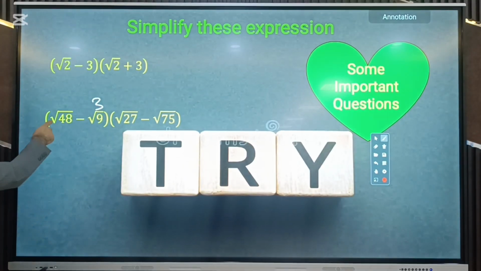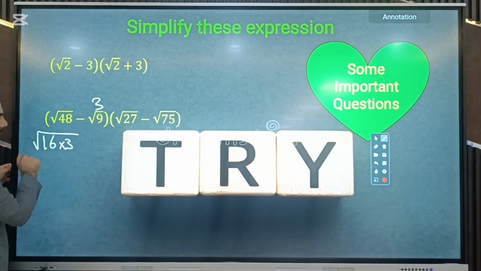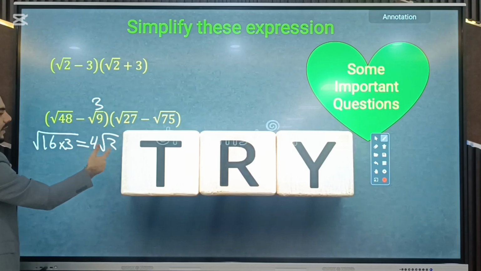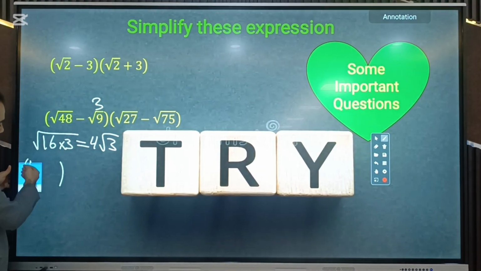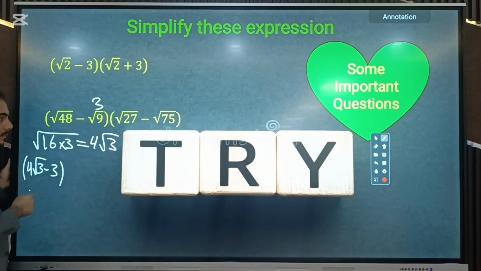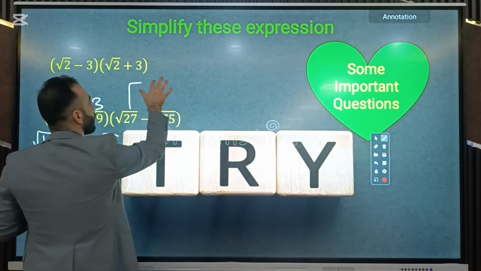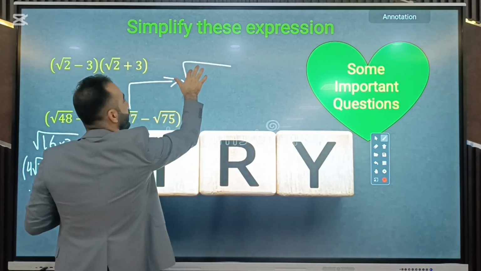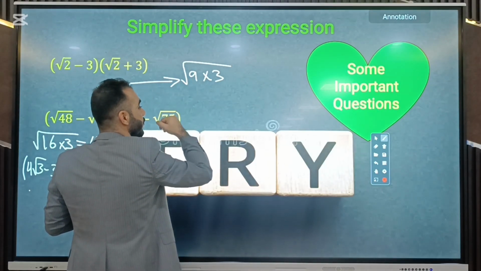We have to simplify. So square root of 48 can be written as square root of 16 times 3. Therefore, 16 is perfect, so it comes out as 4 square root of 3. Right now let's rearrange it: 4 square root of 3 minus square root of 9, clearly it's 3, multiplied by square root of 27. Well, square root of 27, guys, is equal to 9 times 3. So 9 times 3 is equal to how much?